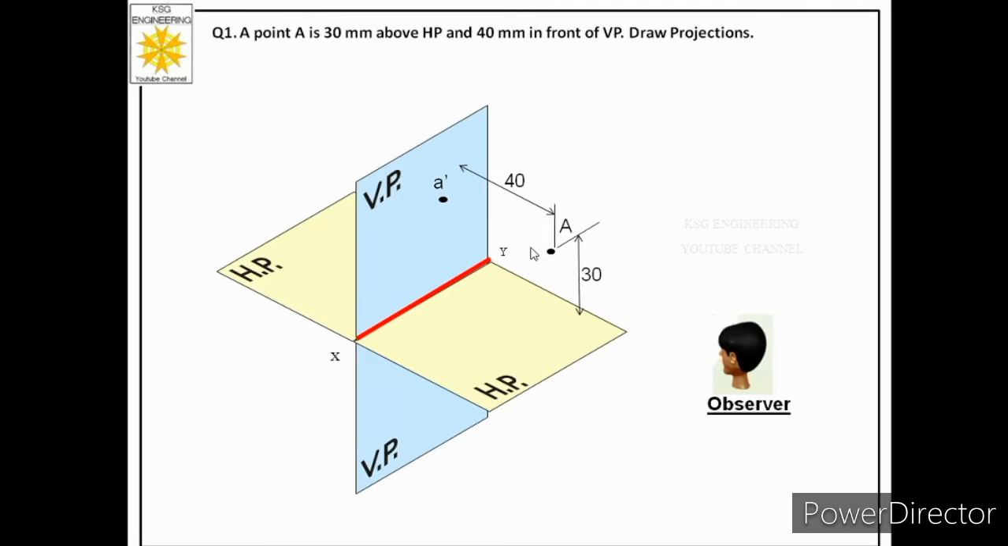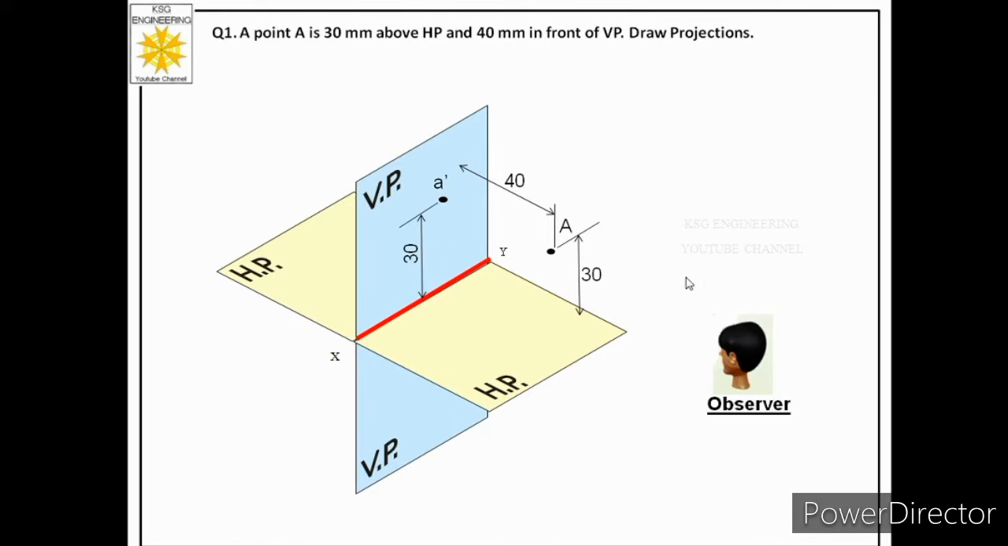Over here we have to make one very important observation. The point was given at 30 mm from HP. So distance was given from HP, but when we draw its front view, we will find that that distance is actually visible on VP. So this is the first important thing we have to note, that if in a statement we are given distance of a point from HP, that distance will be visible on VP. Now let us draw its top view.